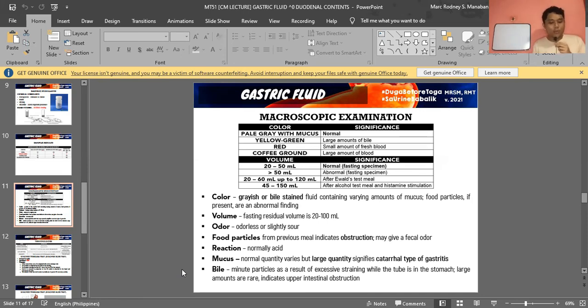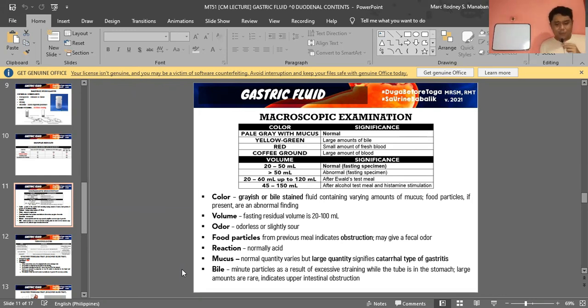All right. For volume, the normal volume is about 20 to 50 in fasting. Greater than 50 is abnormal if it is a fasting specimen. Therefore, in Zollinger-Ellison, a lot is produced. 20 to 60 up to 120 ml after stimulation, such as an avoidance test meal, and 45 to 150 after an alcohol test meal. So it is increased because there is stimulation. But if there is no stimulation, a fasting specimen, and the volume is high, that means it is abnormal.